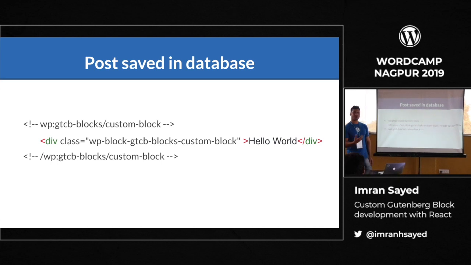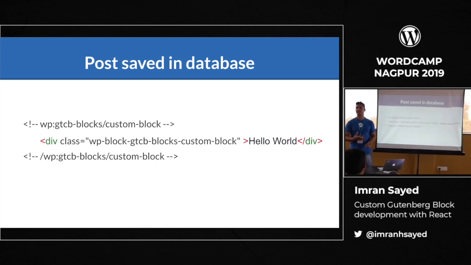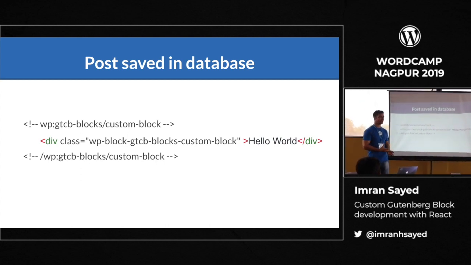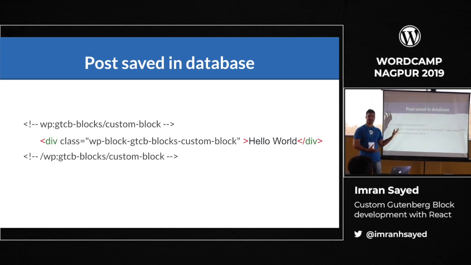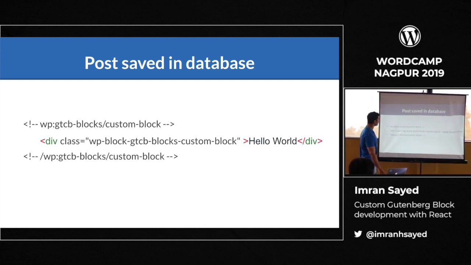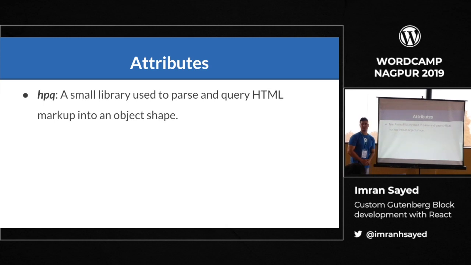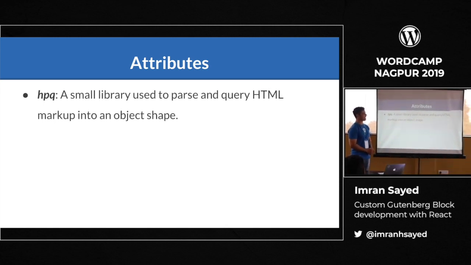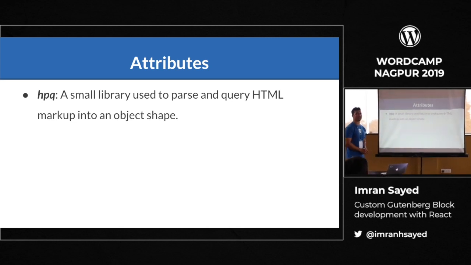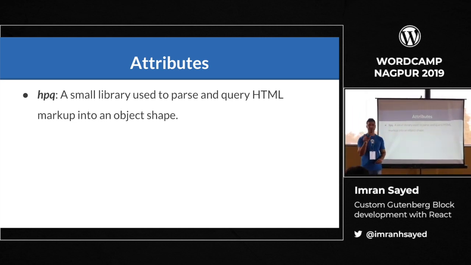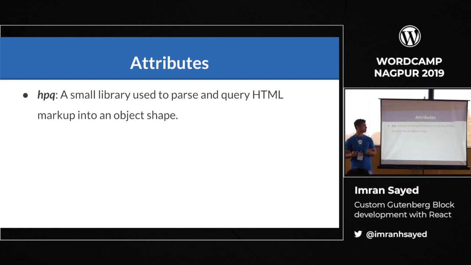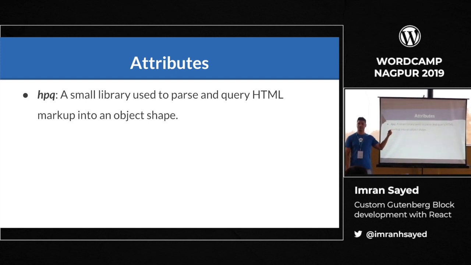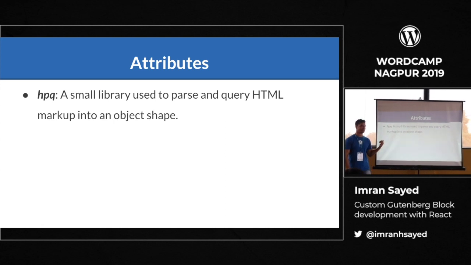Now, how do we read that information? Like for ES6, to convert that, we need a transpiler like Babel. For this as well, we need something. So let's have a look. There is something called HPQ. HPQ is a small library used to parse and query the HTML markup into an object shape. So what you are going to store in that comment delimiter, you can parse using HPQ. Gutenberg behind the scenes uses this to parse that information.